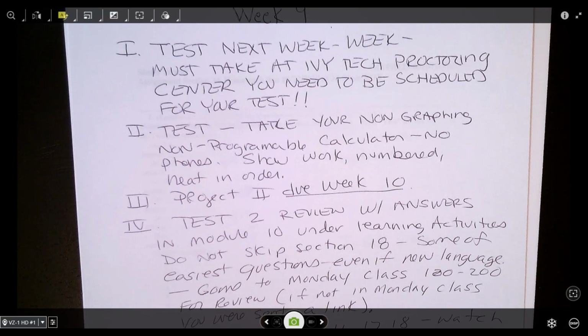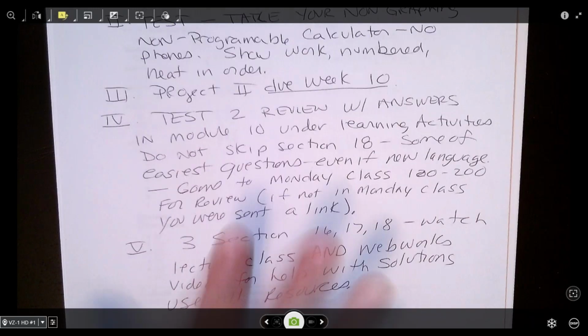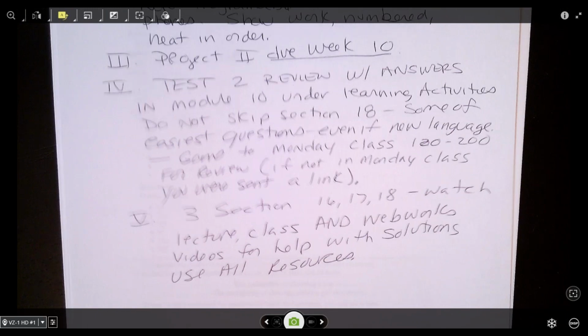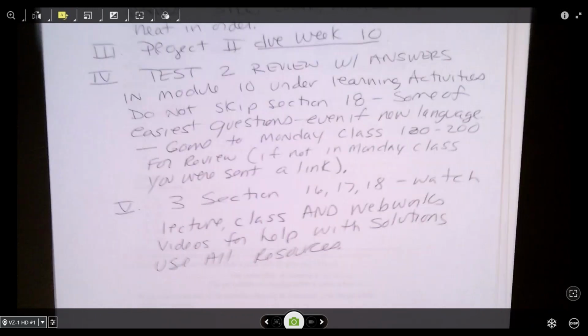Your Test 2 review is found in Module 10 under Learning Activities. The answers are available so you can check yourself while you're preparing. We'll go over as much of it as we can in class on Monday. Then I have the note to come to class on Monday. That's for my other classes, so you can start studying early in the week.